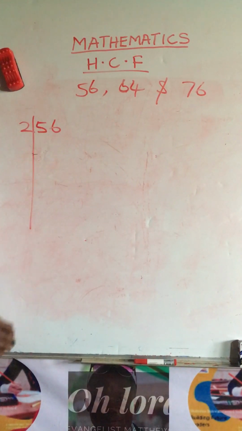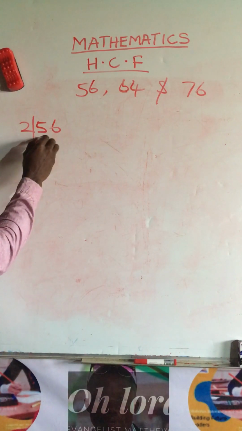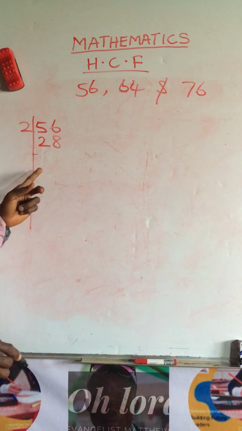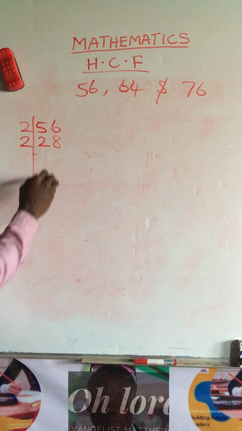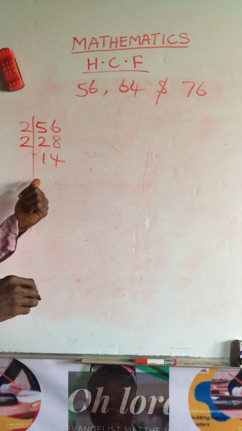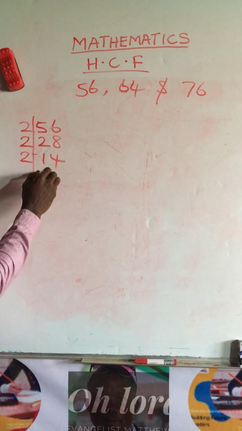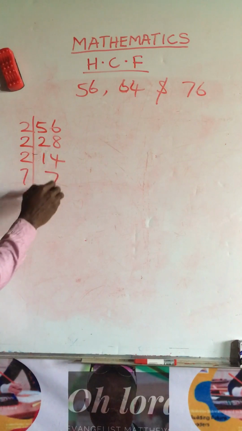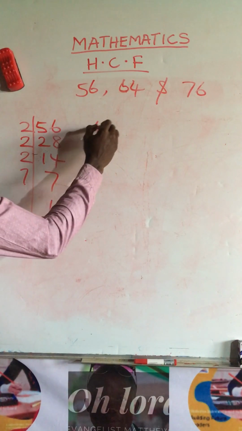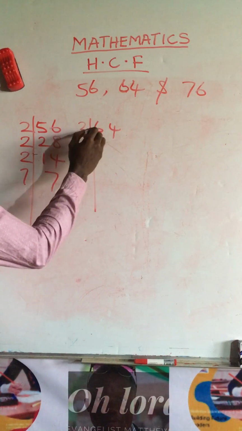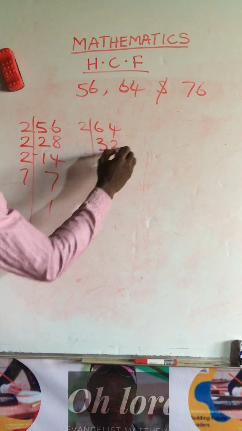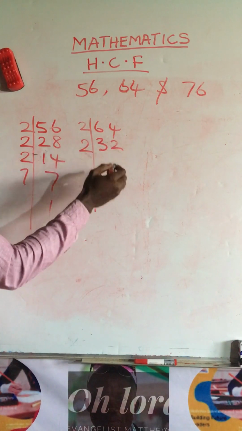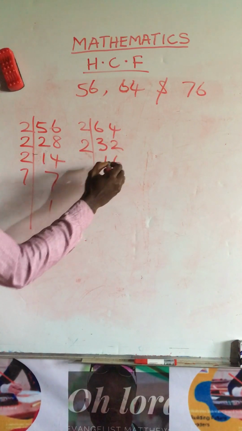2 goes into 56, how many times? 2 goes into 56, 28. Are you getting me? So 2 into 28, we have 14. 2 into 14, we have 7. Then 7 here, we have 1. So for 64, we have 2. 2 into 64 will give us 32. 2 goes into 32, we have 16.